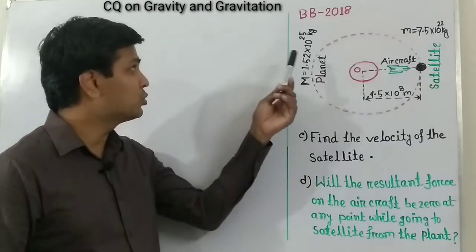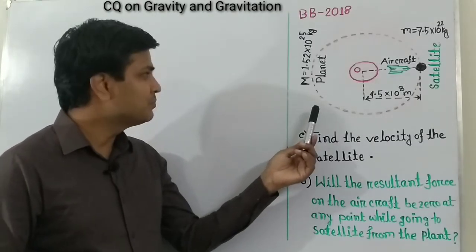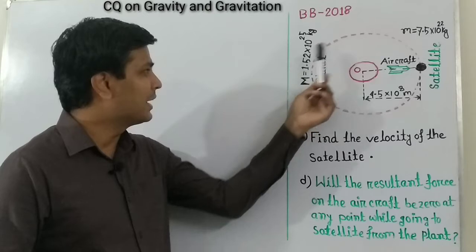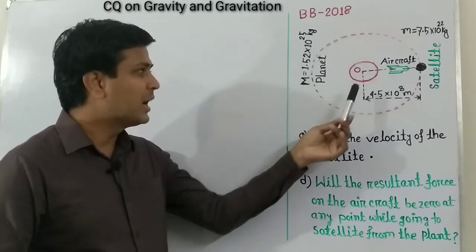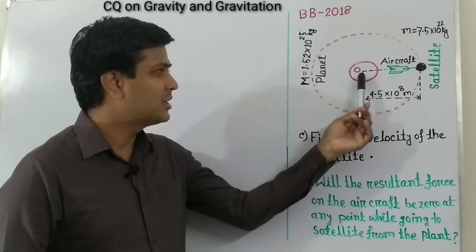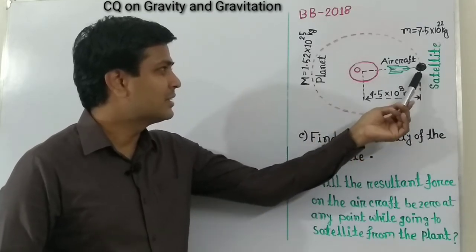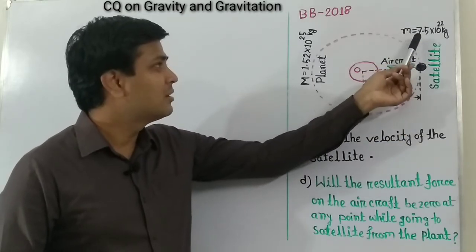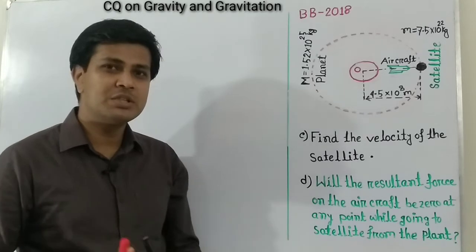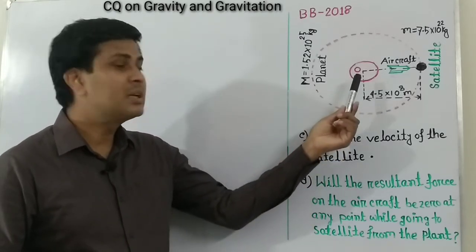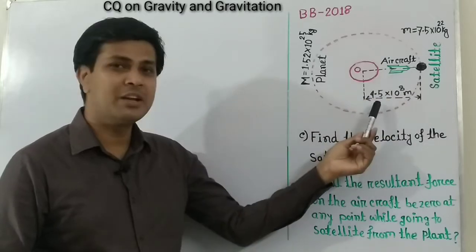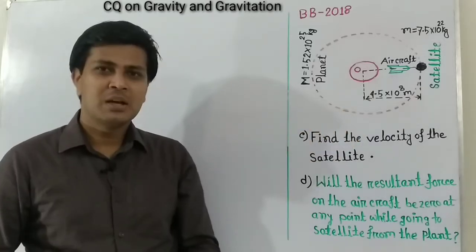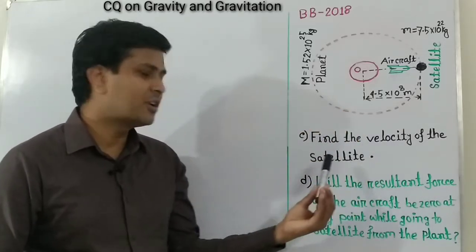Creative question from Barishal Board 2018. Look at the stem. In that stem you can see a diagram. In that diagram there is a planet. The mass of the planet is given, and from the planet aircraft is moved towards a satellite. The satellite, here you can see that is the satellite, and the mass of the satellite is given 7.5 into 10 to the power 22 kg, and the distance from center of the planet to the satellite is given here 4.5 into 10 to the power 8 meter. That is the stem. The first question is find the velocity of the satellite.